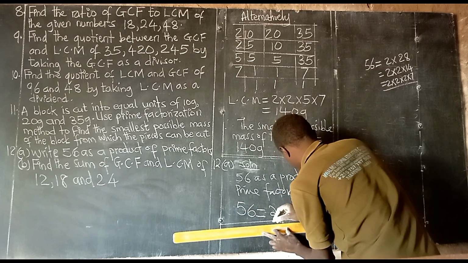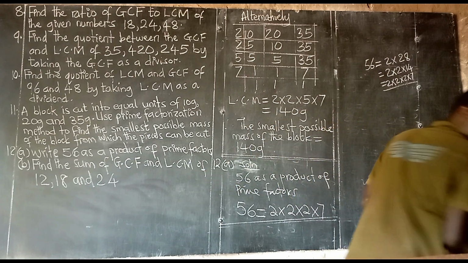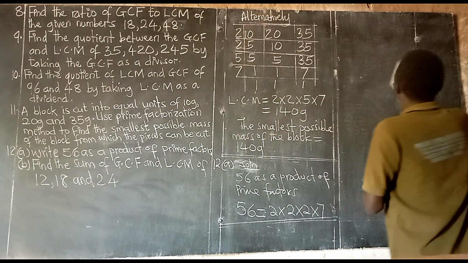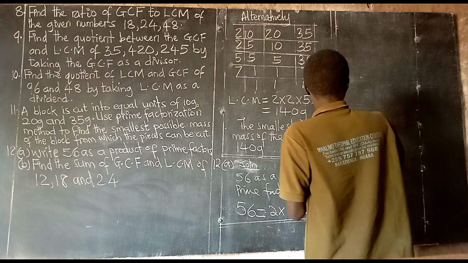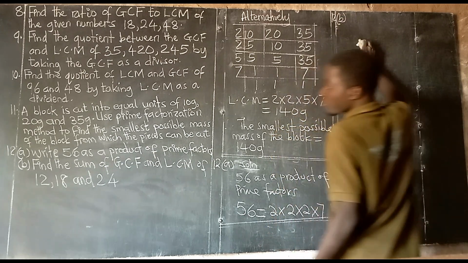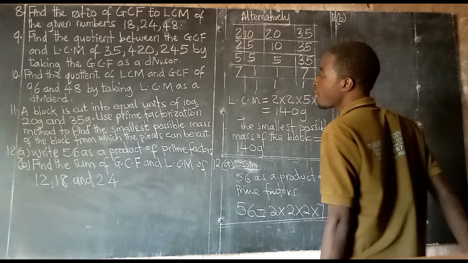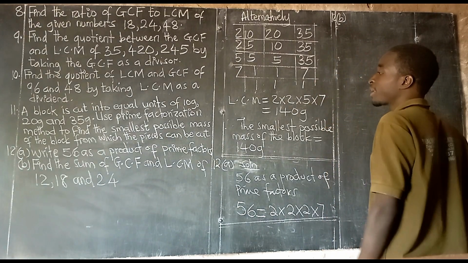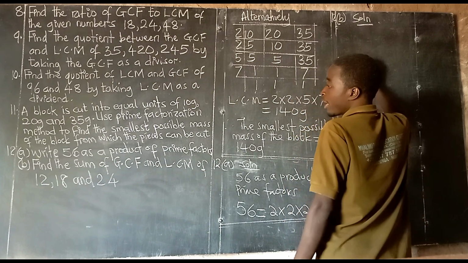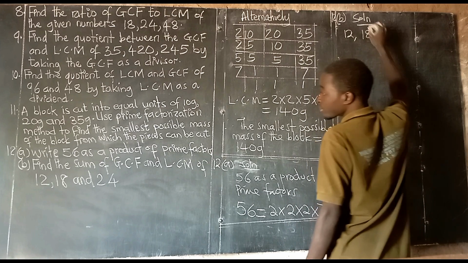Now let us shift to question 12B. Question 12B states: find the sum of GCF and LCM of 12, 18, and 24. Here we go, the solution. We have 12, 18, and 24.